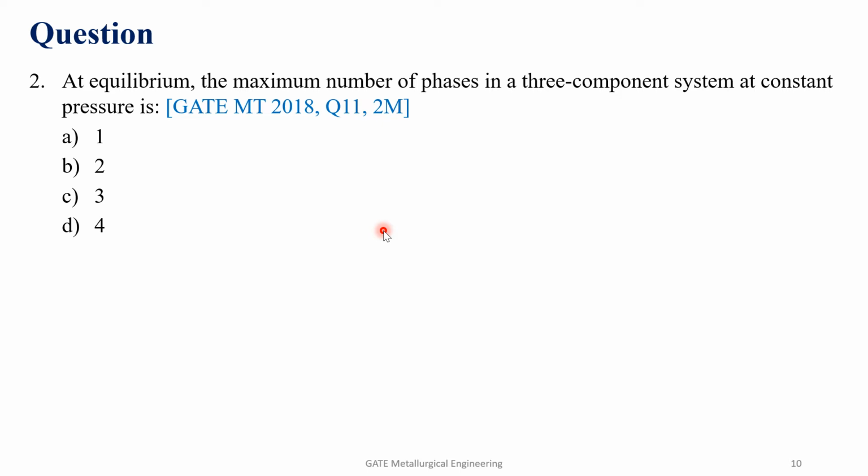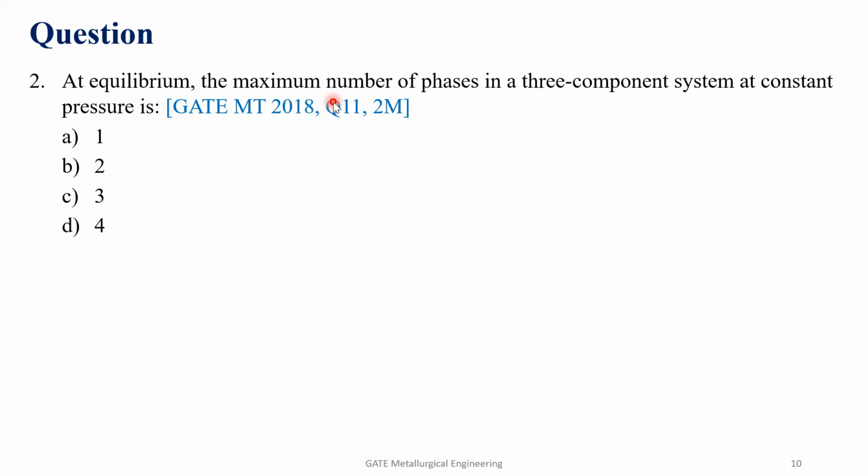At equilibrium, the maximum number of phases in a three component system at constant pressure is. This is a very direct question. It was asked in GATE Metallurgical Engineering 2018 for 2 marks. Please note, a very simple question for 2 marks. So please be familiar with these kinds of concepts.